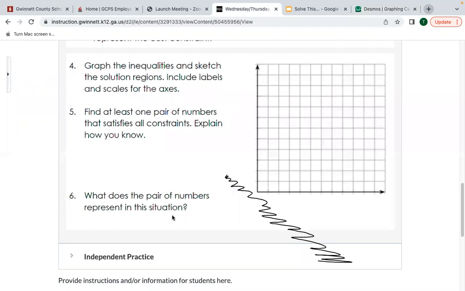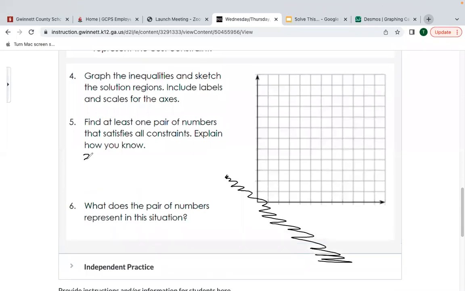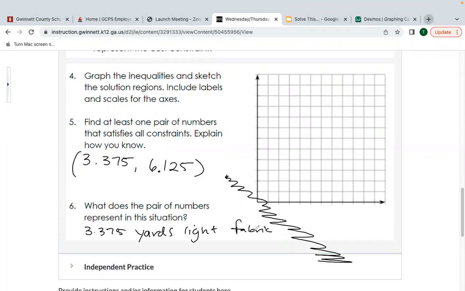And what does the pair of numbers represent in this situation? Let's write down that answer. We got 3.375, comma 6.125. So what this represents is 3.375 yards of light fabric and 6.125 yards of dark fabric.